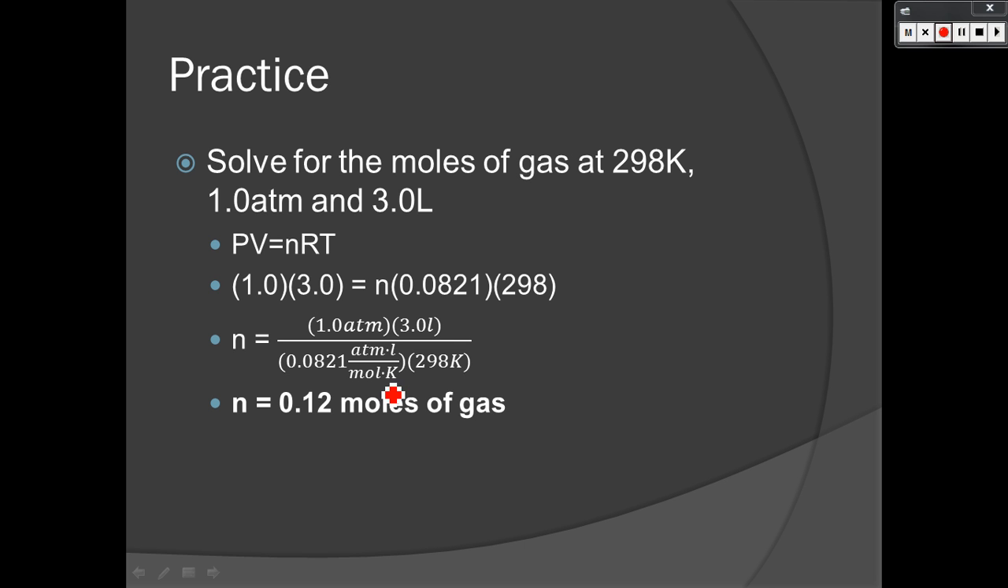And notice if we cancel our units, the kelvins cancel here, then the atmospheres cancel there because this fraction would be flipped as you multiply. Think about dividing fractions, you multiply the reciprocal. These liters cancel, and we're left with moles, which would be in the numerator because this fraction would flip, so we get 0.12 moles of gas.